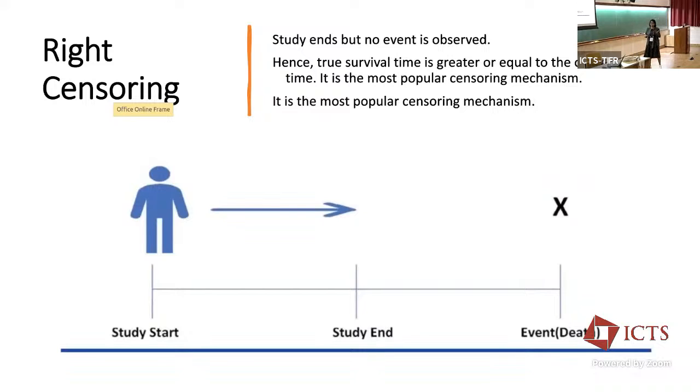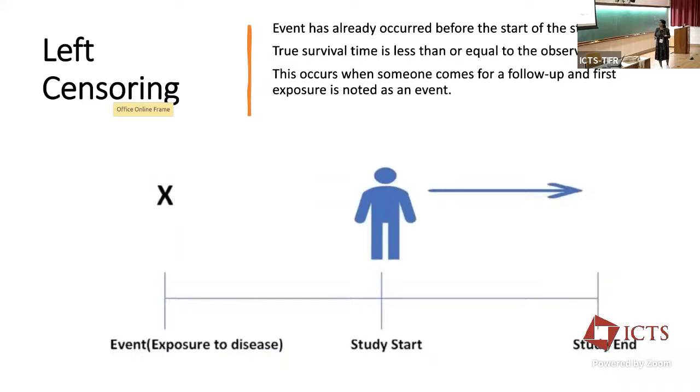So you have right censoring, and this is the one that's mostly used. The study ends, but no event is observed for some of the patients. Hence, true survival time is greater than or equal to the observed time. It is the most popular censoring mechanism, the one used in most studies. So you have started, and the study ends, but the event hasn't occurred.